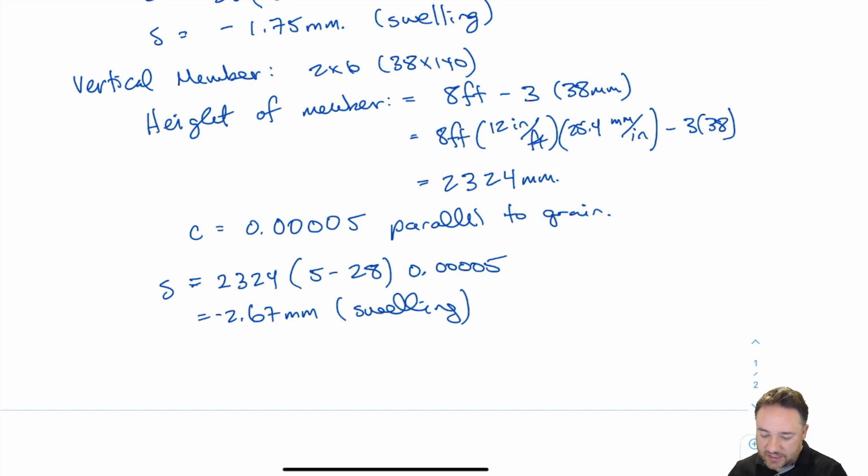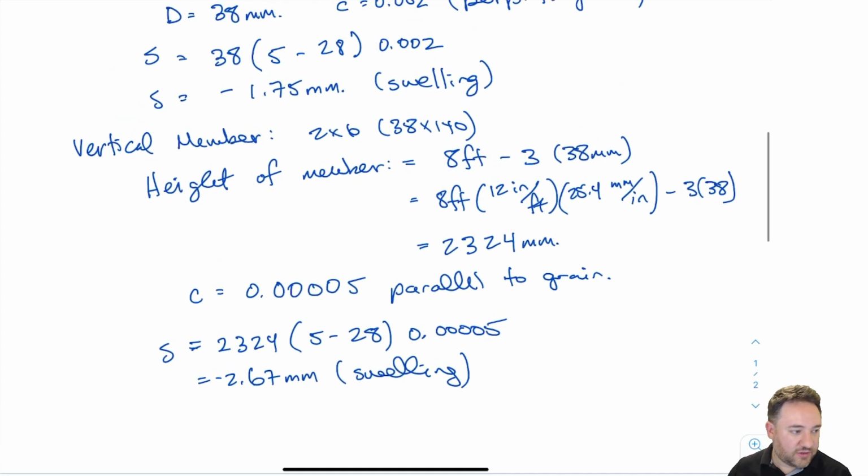Okay, so you can see that the shrinkage for the top plates and the bottom plate is 1.75 millimeters each, even though they're just 1.5 inches. And the shrinkage of the vertical member, which is much, much longer, over 2 meters long, is only 2.7 millimeters.